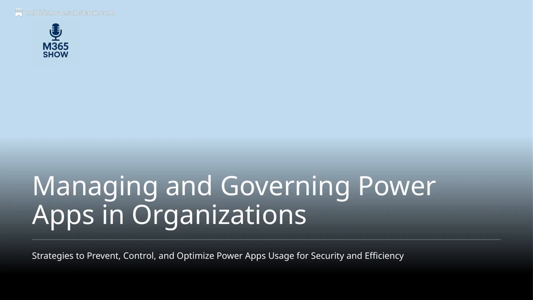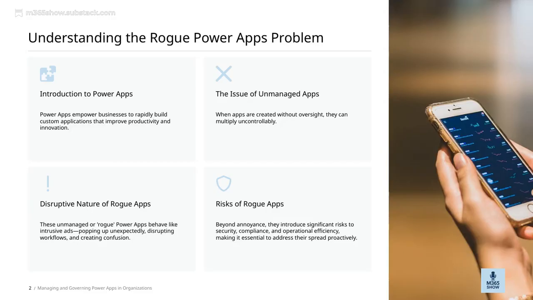Let's get started. Understanding the rogue Power Apps problem is crucial as we look at how to manage and govern Power Apps within organizations. Beyond just being a nuisance, these unmanaged apps pose real risks to our security, compliance, and overall operational efficiency. That's why it's so important to address their spread proactively before they cause more significant issues.